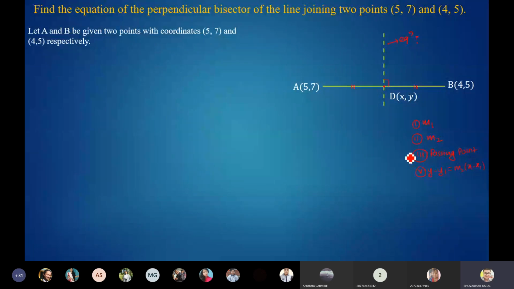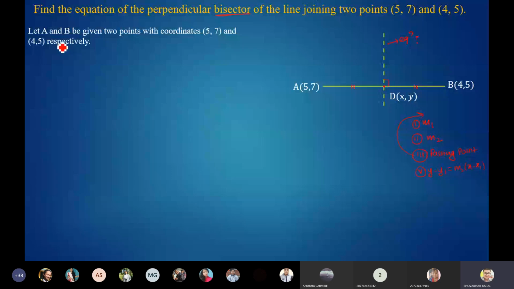Sometimes you may find the passing point at first also, because here the passing point is not given directly. Here it is said that it is the midpoint of the given line. The word bisector says that this line passes through the midpoint of AB. So you may find the passing point at first also. It's not always mandatory that you need to find it in the third step. I think I have done it at the first step here.